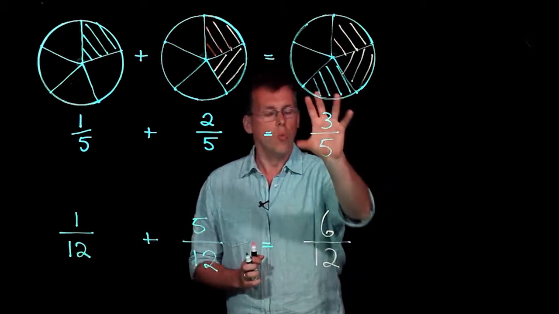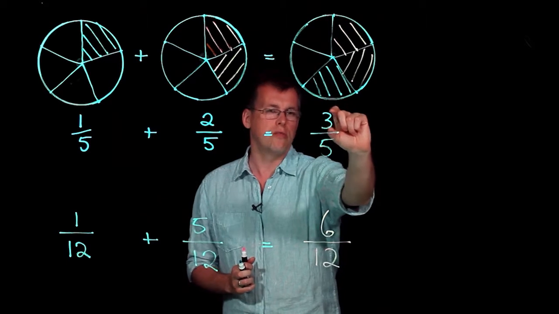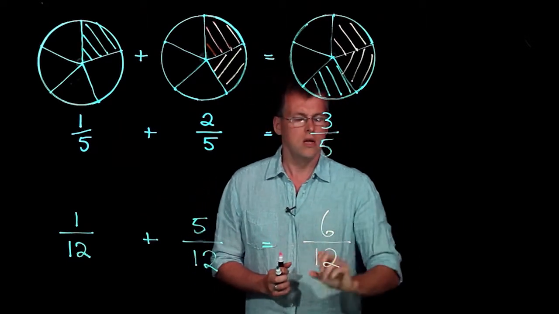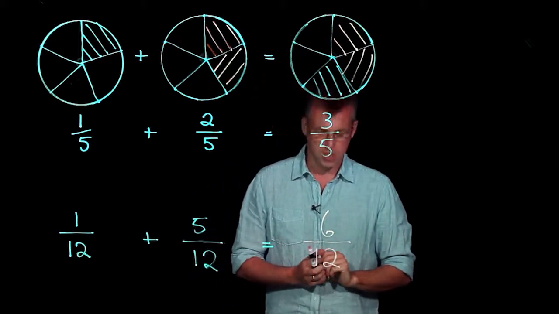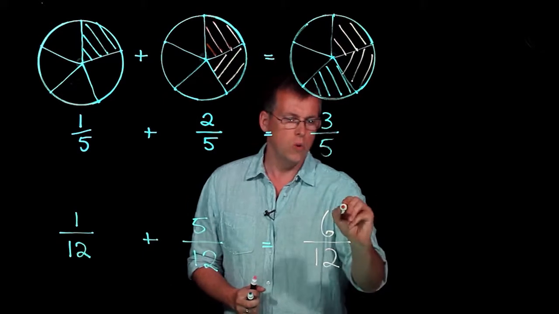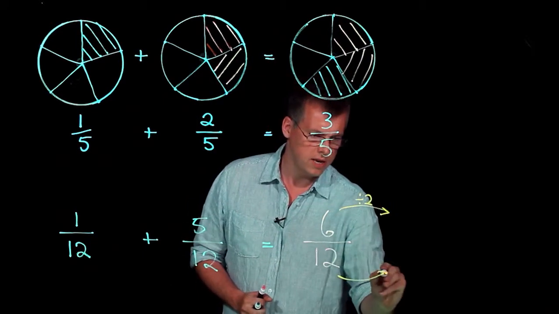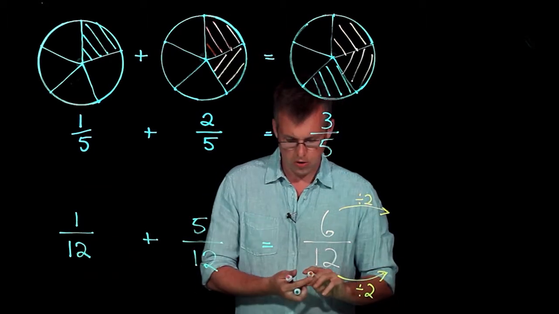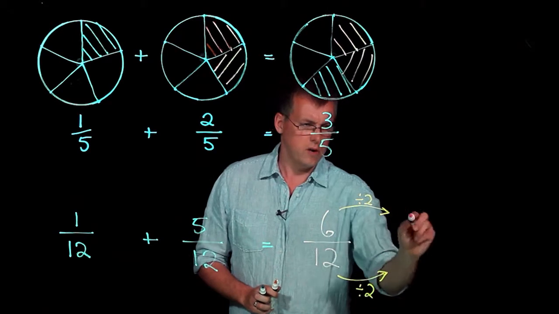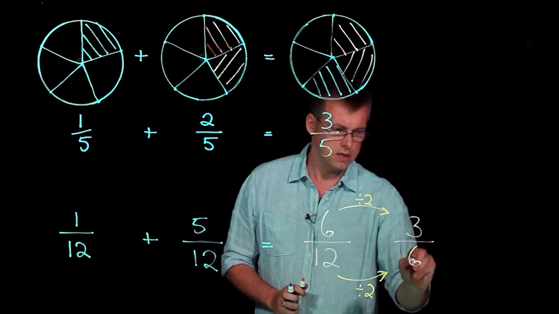In this problem here, we couldn't simplify because there wasn't a common factor with 3 and 5 other than 1. But in this one here, 2 goes into both 6 and 12, so we can simplify this fraction here. We can divide the numerator by 2 and we can divide the denominator by 2, giving us the fraction 6 divided by 2 is 3, 12 divided by 2 is 6.